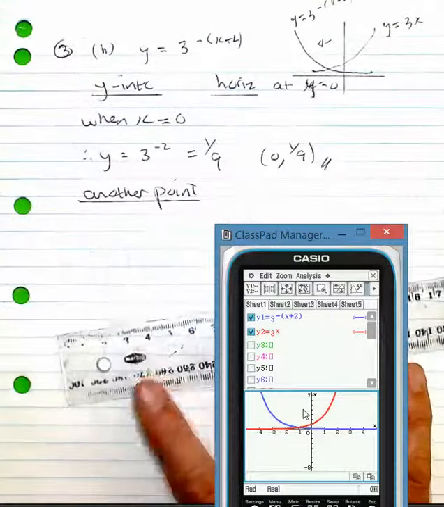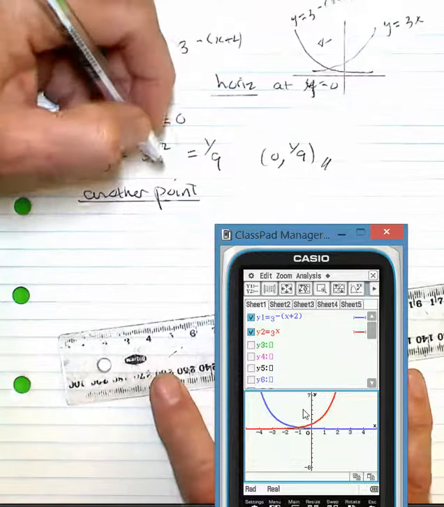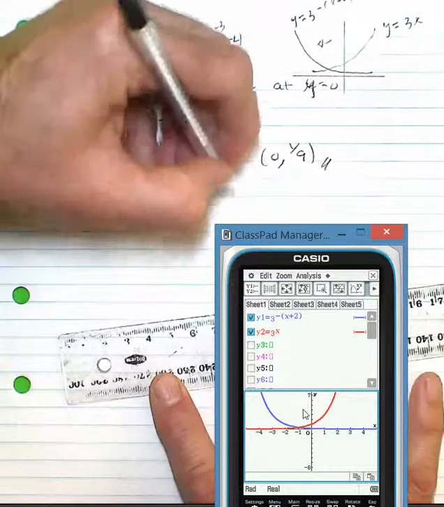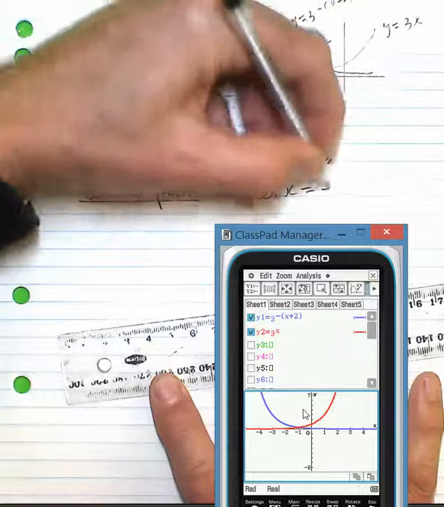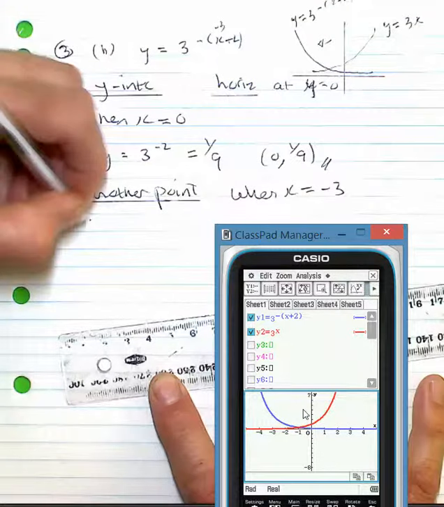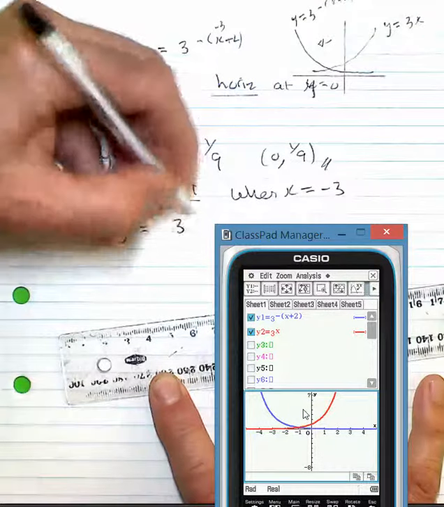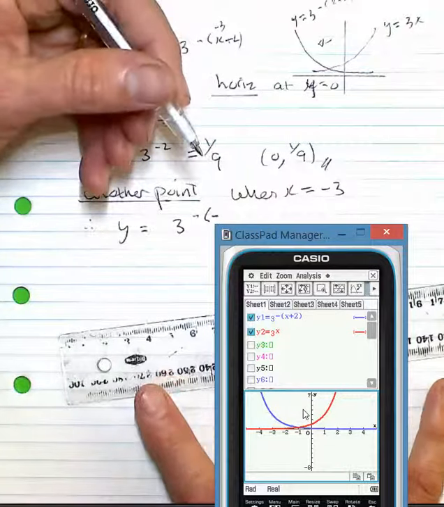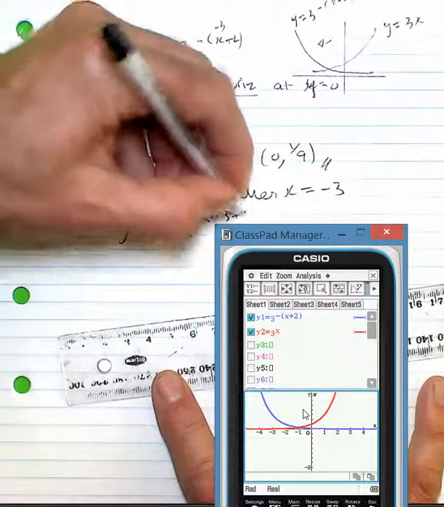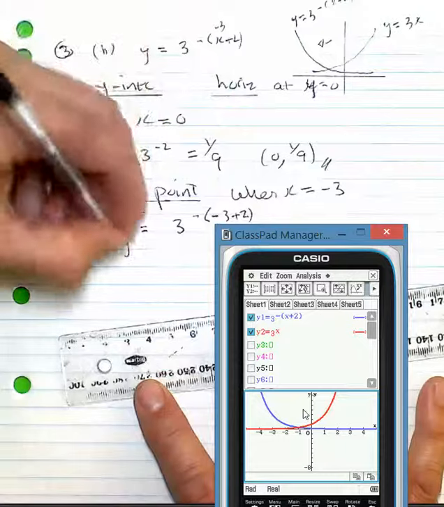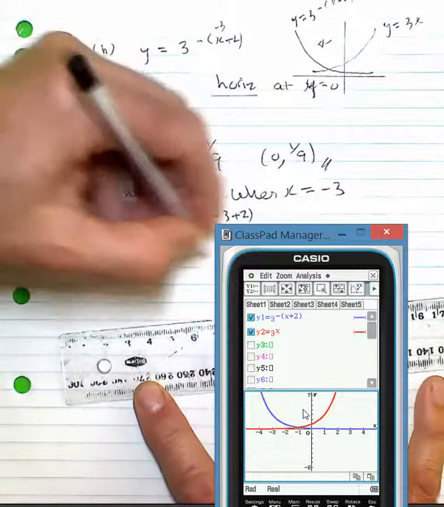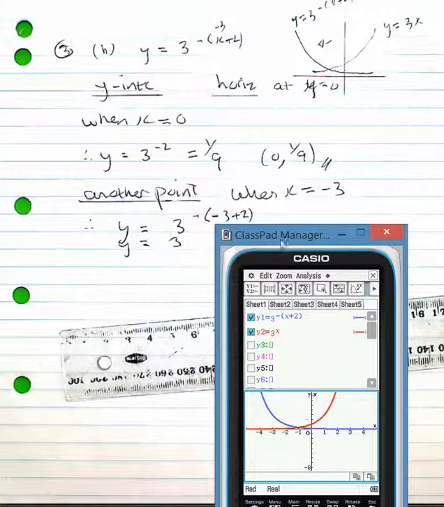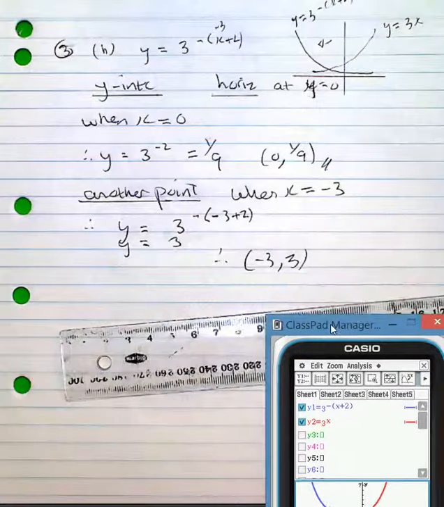Now you can choose a range of things. I've actually read ahead a little bit, obviously. I'm going to make that -3. So when x is equal to -3, as soon as something doesn't cut the x-axis, just use a bit of imagination and maybe a bit of gumption in order to work out a reasonable point. So I've therefore got -3, 3. And that would correspond with what my graph's looking like there.